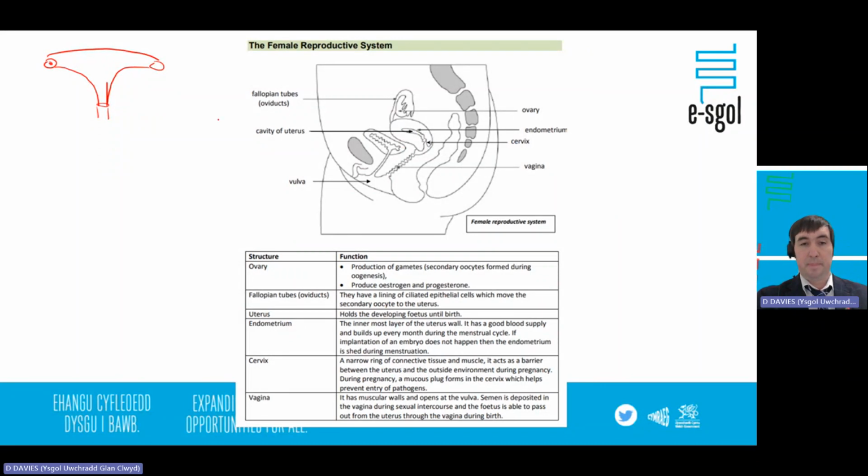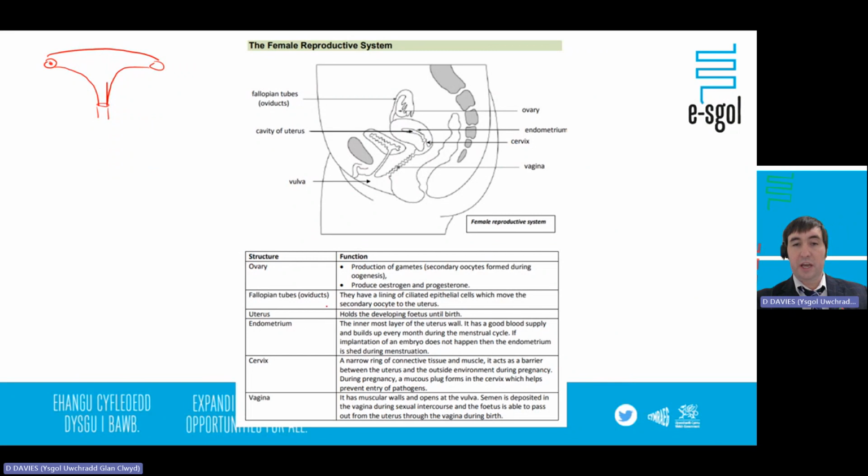identify those pieces. The ovary is again the production of gametes. There are two. The gametes in this case are secondary oocytes. Try not to use the word eggs. Birds lay eggs. Mammals, and in particular humans, produce secondary oocytes. They also produce hormones, so there are similarities there with the testes. They produce the gametes and they produce hormones.